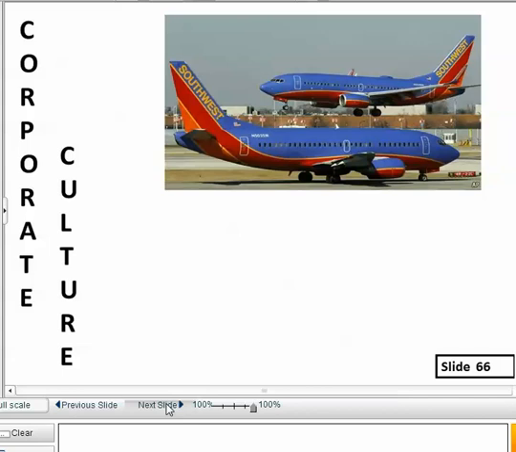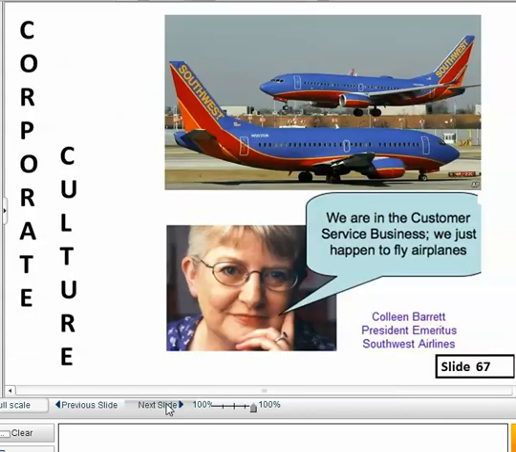Now, if you ever want to do some really good research on how a great company was started and run, you need to look at this particular company, Southwest Airlines. And what we want to look at is this corporate culture. What do people feel? Okay? What is the image that they're trying to get across? And Miss Colleen Barrett expresses it very well when she says, we are in the customer service business. We just happen to fly airplanes. The whole thing is how you service your customers.